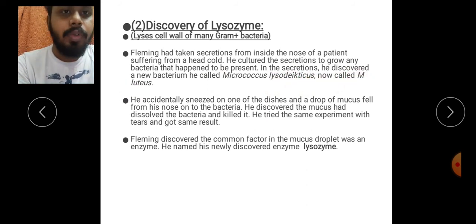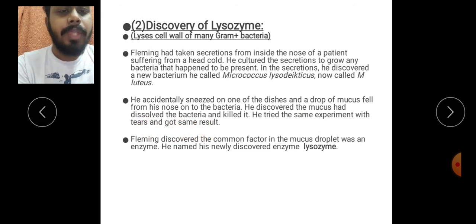which is now known as Micrococcus luteus. Okay, so after finding this, one day he accidentally sneezed on one of the dishes of this bacteria, and a drop of mucus fell from his nose onto the bacteria, and he discovered that the mucus had dissolved the bacteria and killed it. So he tried the same experiment with tears and got the same result.